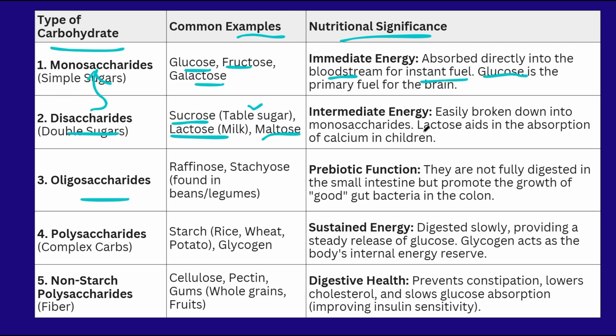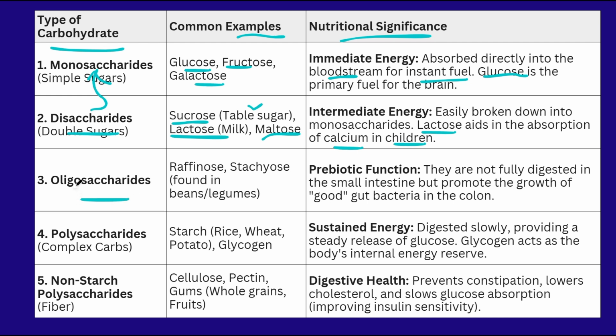The importance of lactose is that the newborn child can get the milk from the mother, and this lactose acts as an energy source. It is also helpful for the absorption of calcium in the children.